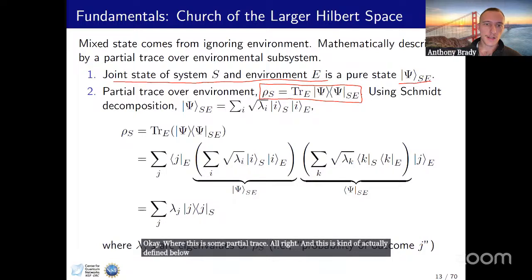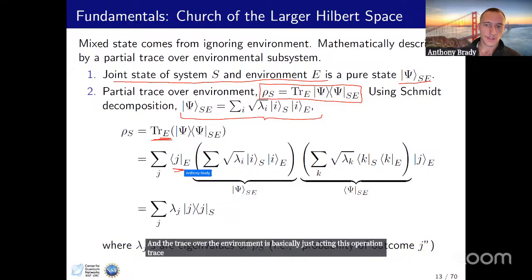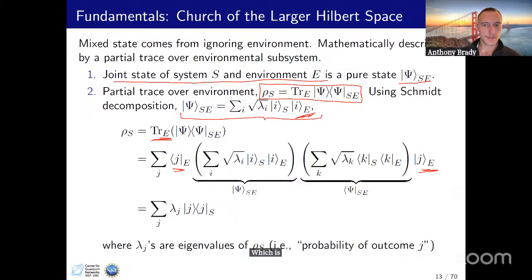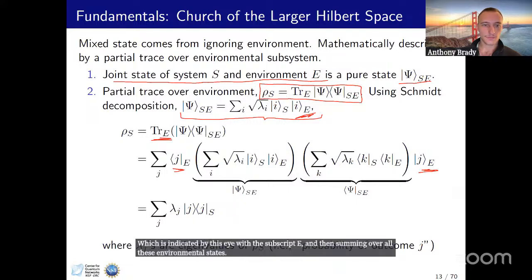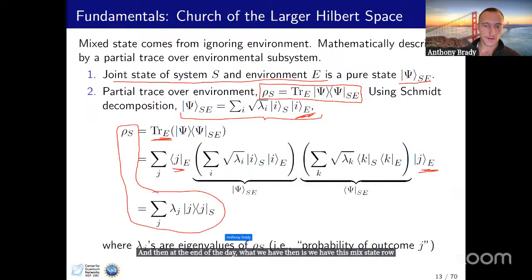So we can always write any pure state in this form. This is called a Schmidt decomposition of the state. And the trace over the environment, this operation trace E, is basically just acting on the left and right, but only on the environmental states, which is indicated by this I with the subscript E, and then summing over all these environmental states. And then at the end of the day, we have this mixed state, rho S, described in this fashion.